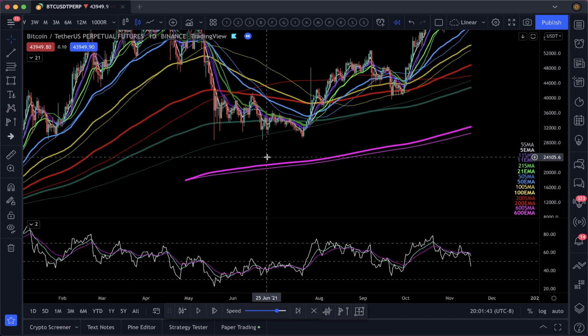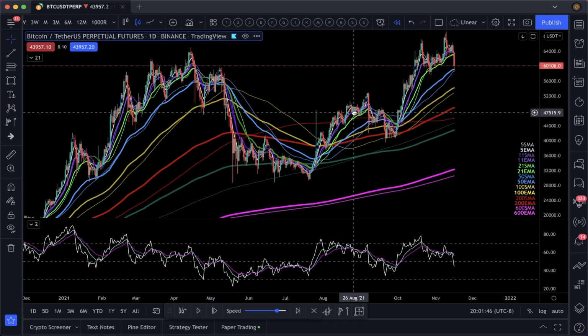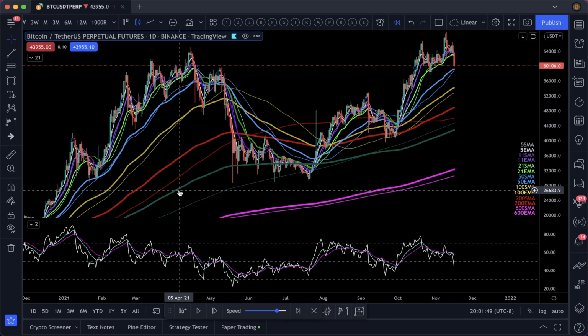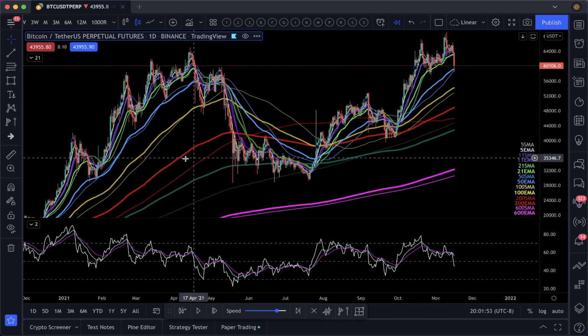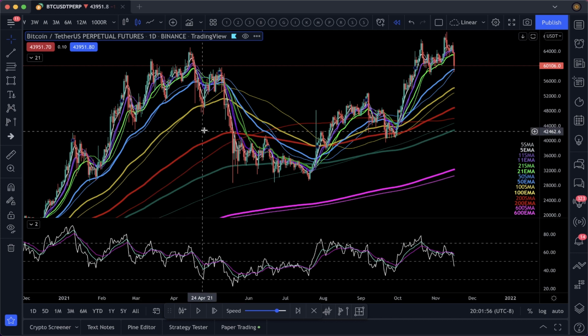So basically, you want to look at your longer term time frames like this and establish your bias, right? So at this point, still bullish.